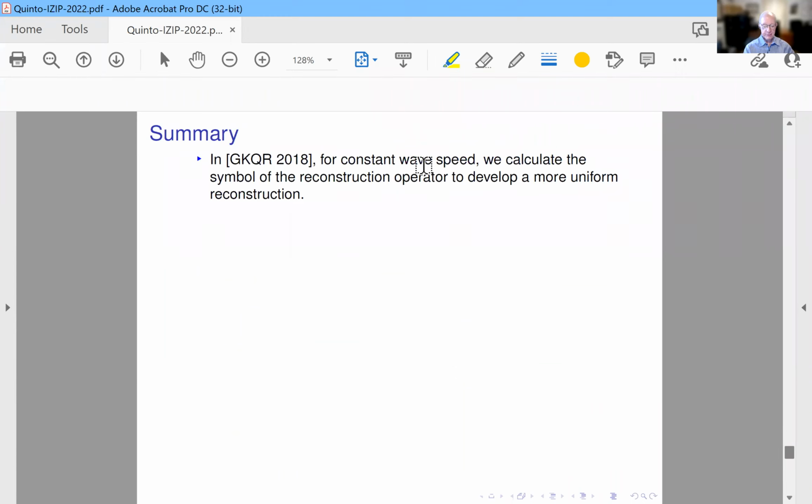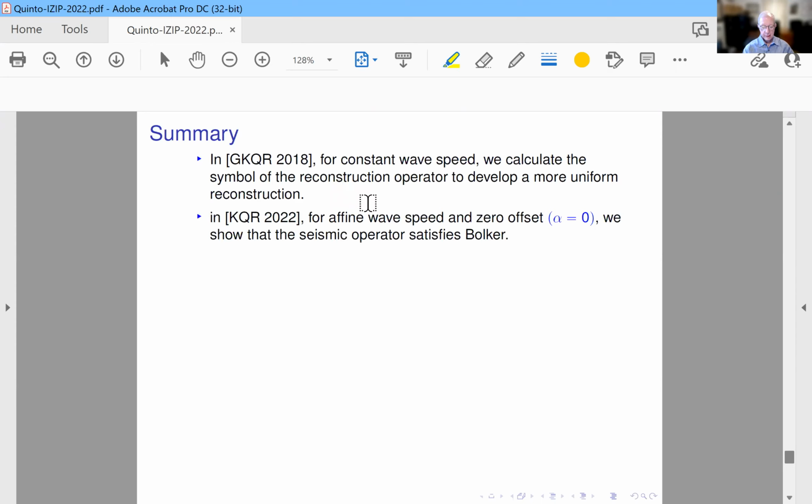for constant wave speed, we calculate the symbol of the reconstruction operator, and we develop a more uniform reconstruction, uniform in depth. In that article, we give plenty of examples, but I was more interested to talk about our new article, where we consider affine wave speed, which is useful and more general than constant. And for zero offset, we showed the seismic operator satisfies Volker.